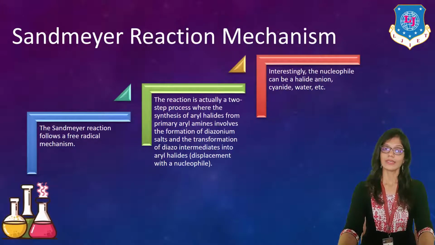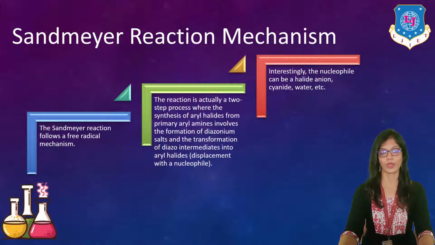Now let's see what is the mechanism of the Sandmeyer reaction. In every name reaction, each and every mechanism plays a very important role. So here the Sandmeyer reaction follows a free radical mechanism. So it follows a free radical nucleophilic substitution mechanism. The reaction is actually a two-step process. As I said, it can be SN1 also.